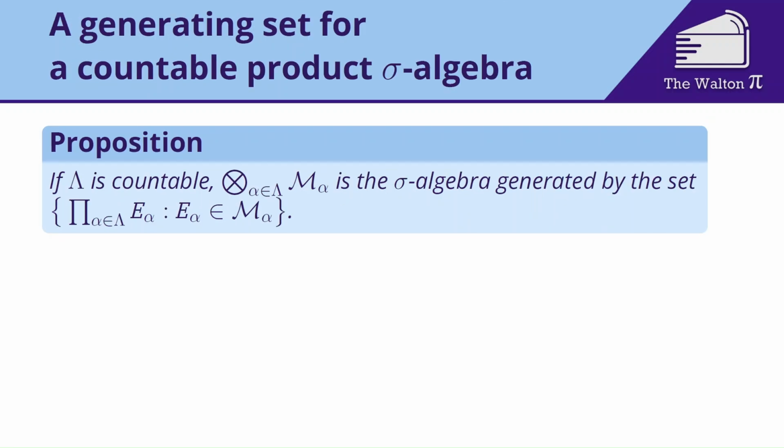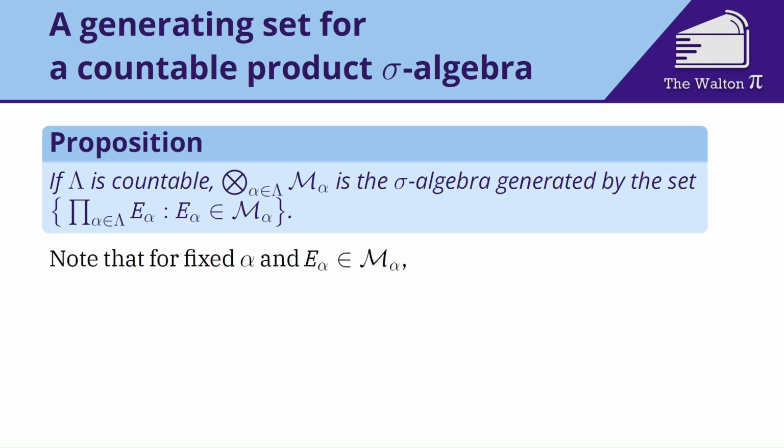So how can we figure out what the generating sets for this might be? We have this nice proposition that tells us a way to figure out some of these sigma algebras in the case where our indexing set is countable. If our index set is countable, then the product of our M alphas is going to be the sigma algebra generated by this set, where we write it not just as pre-images using the projection map, but as products of elements from our different sigma algebras.